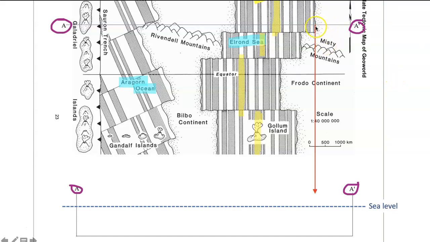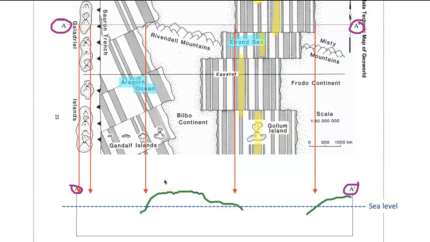Here we have a coastline crossing our A prime line right here. So down in our cross section, we can put the Frodo continent with the Misty Mountains, and then there's the coast. And we'll stop right there. We won't go further until we think about what else is on the diagram. Now here we have another coastline, and here we have another coastline. And these are between the Rivendell Mountains on the Bilbo continent. So we can put in the Bilbo continent with some mountains. We also have the Galadriel Islands popping up above sea level on the left side of the diagram, so we can put that in there. And these are active volcanoes, so I put a little active smoke coming out of it.